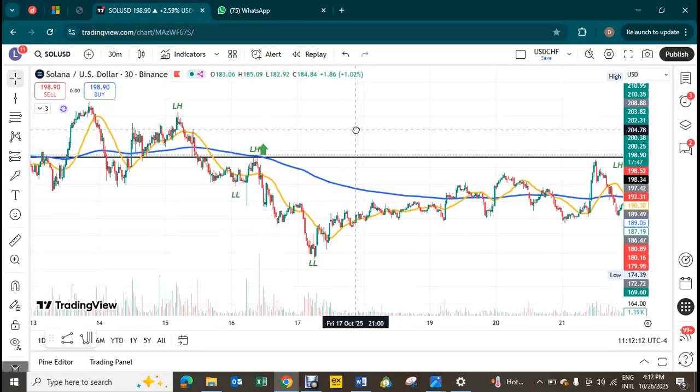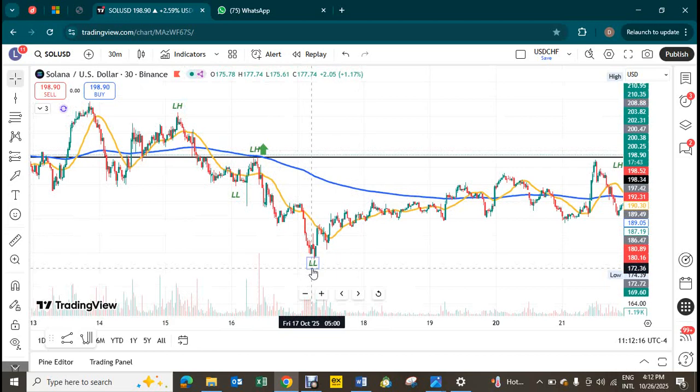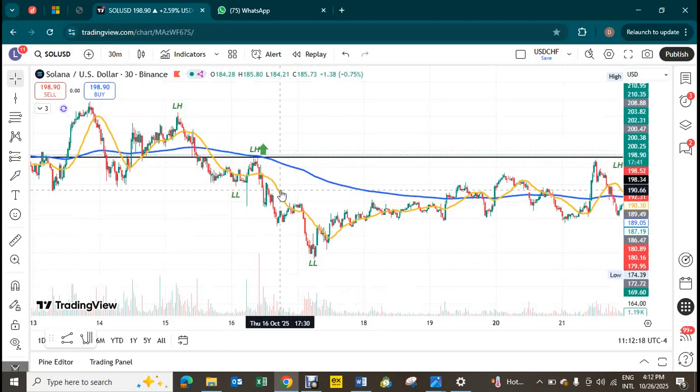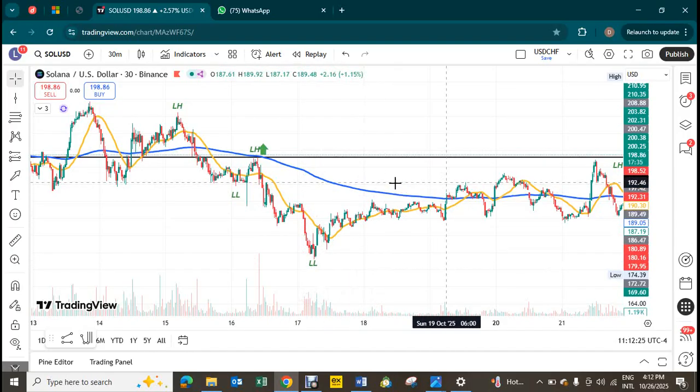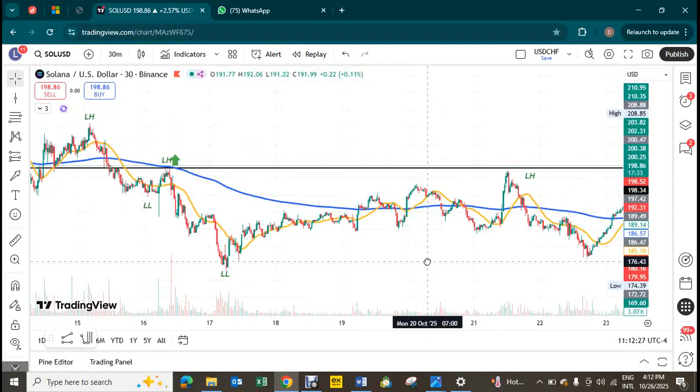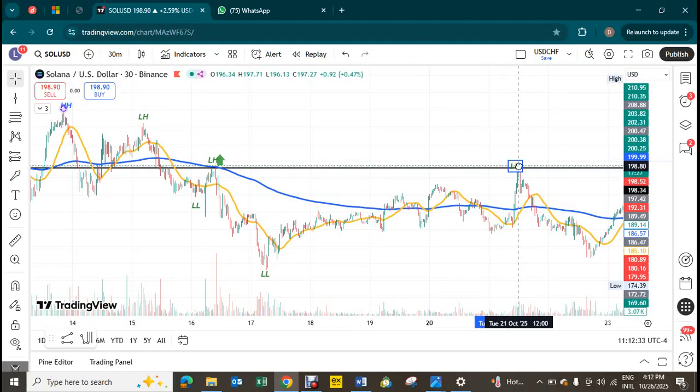So we have lower high, lower lows, we have lower high, we have lower lows, because you can see price fell to the downside past this previous lower low to give us a new lower low. Now we want to see price come up to give us a lower high, which price gave us here.